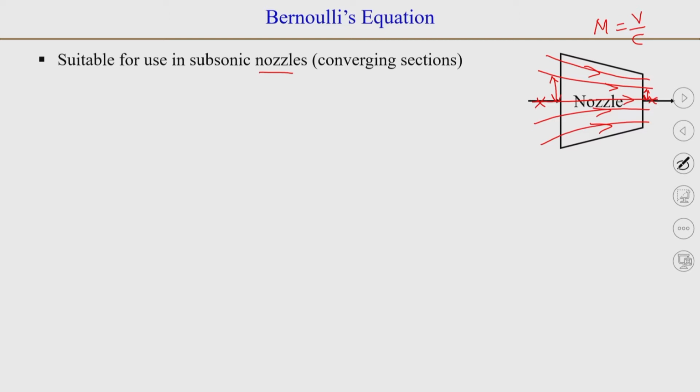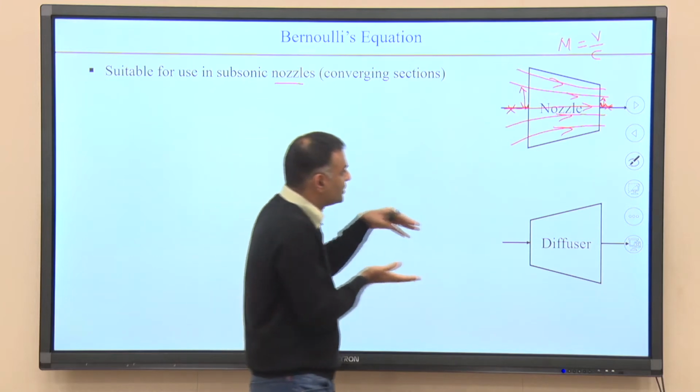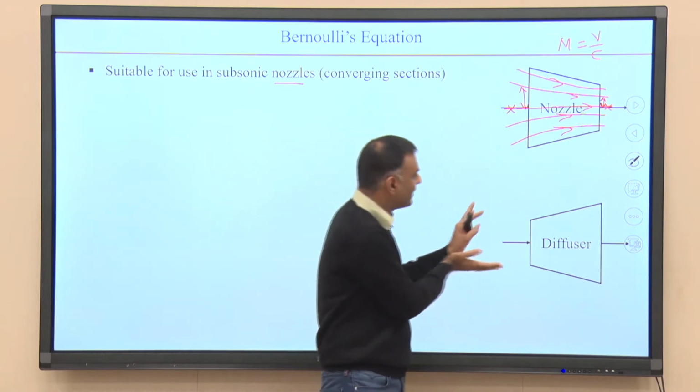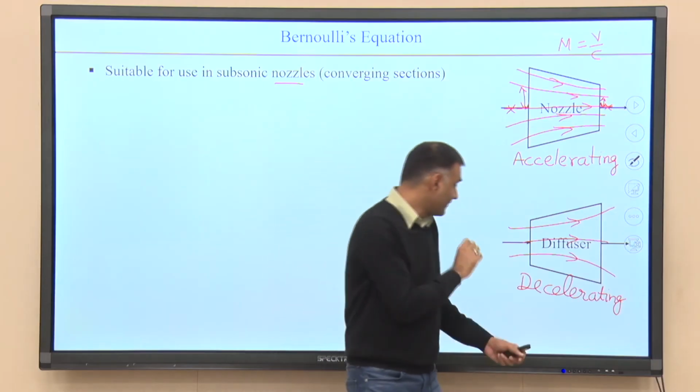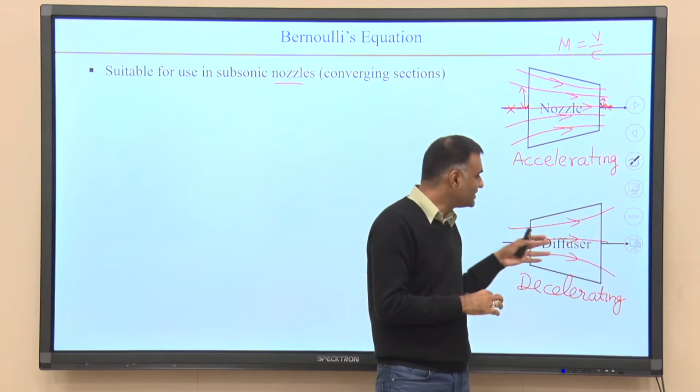A similar device like a nozzle is a diffuser, but the nozzle is a converging geometry, whereas a diffuser is a diverging geometry. So, the flow will expand here, or the flow will decelerate here. In the nozzle, the flow will accelerate when we are talking about subsonic flows. In the diffuser, the flow will decelerate, so the velocity will decrease, and that means there will be an increase in pressure.